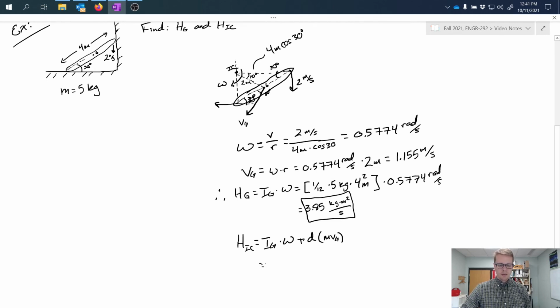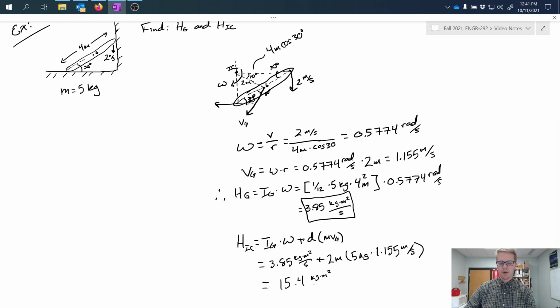Luckily, we just calculated Ig omega, so we can plug that in. The distance that we found was 2 meters, mass, and velocity. And this gives us 15.4 kilogram meters squared per second. So we can see that we might have a much higher angular momentum when we're talking about the instantaneous center because it's located again at some distance from that center of gravity.